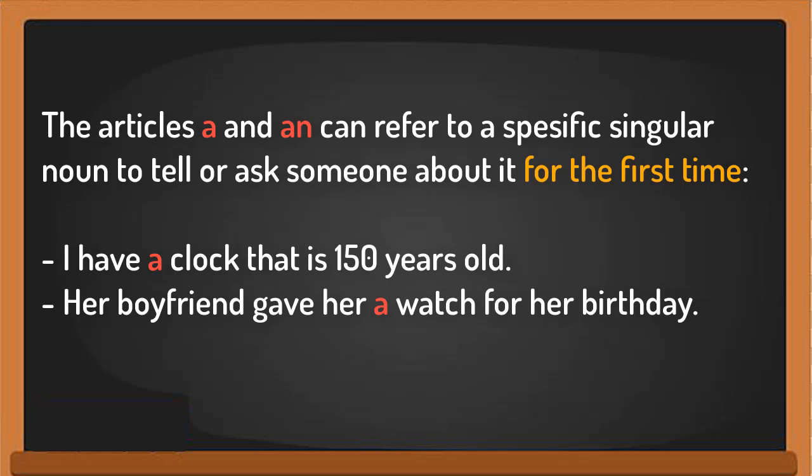Also, the articles a and an can refer to a specific singular noun to tell or ask someone about it for the first time. So if you are talking about the noun for the first time, you can use a or an. For example, here: I have a clock that is 150 years old. So this is talking about a clock that you mention for the first time, right? And then: her boyfriend gave her a watch for her birthday. So you use a watch because you just mentioned it to your friend, maybe. The information is for the first time.